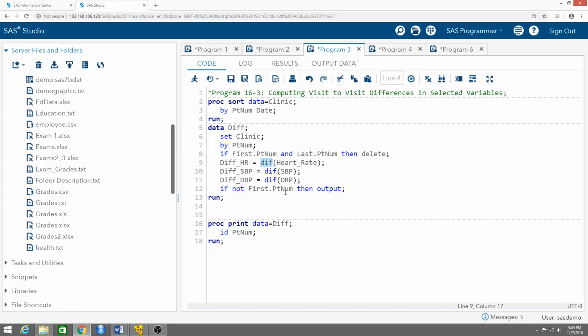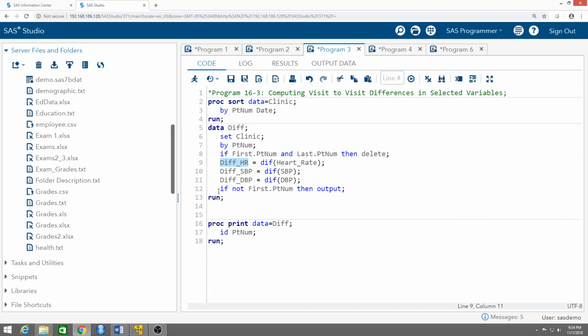Minus the prior observation. So let's say if patient 1 had 2 visits, this will be equal to the difference between the heart rate of the second visit and the first visit. Now, if it had 3 visits, then we will have 2 differences. 2 with 1, 3 with 2.